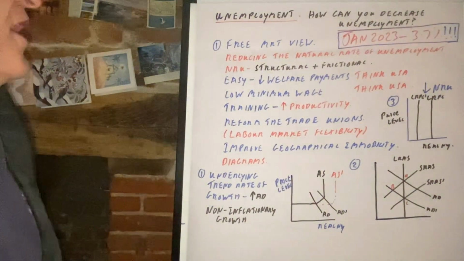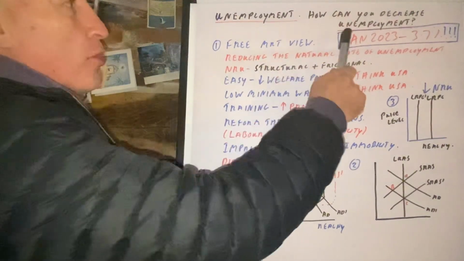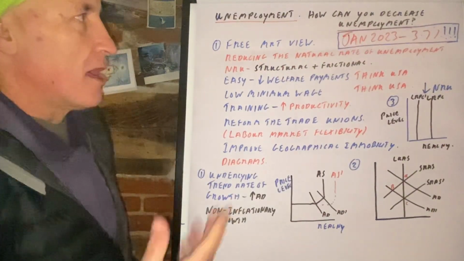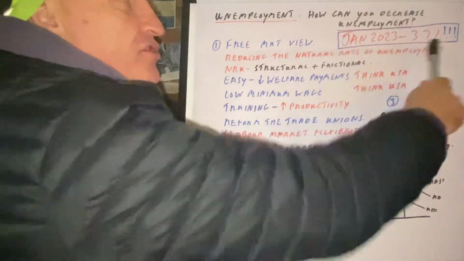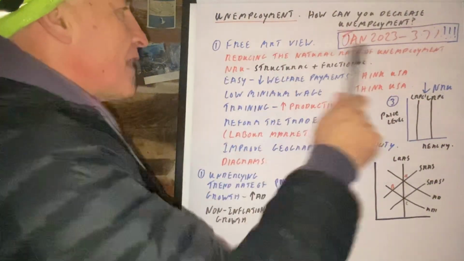Okay, this is for the Year 12 exam. Unemployment and how can you decrease unemployment. I'm just doing this early in the morning. Okay, what you must remember is in January 2023, we got 3.7% inflation.